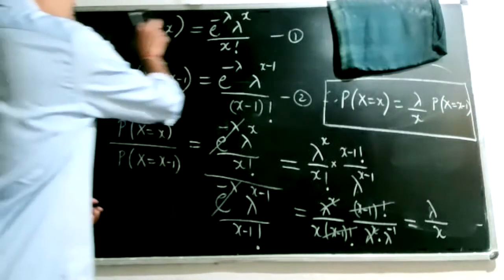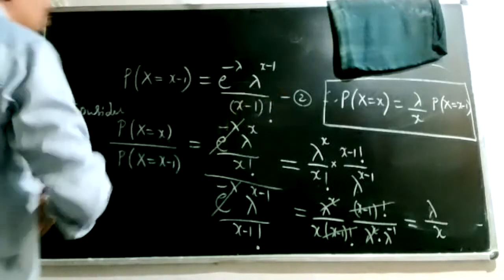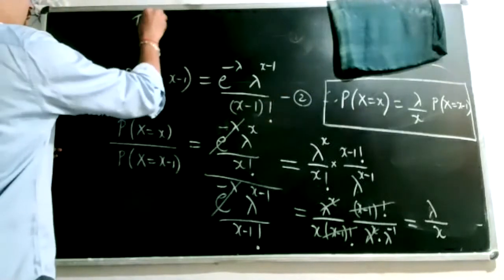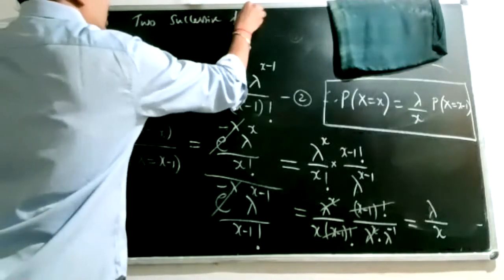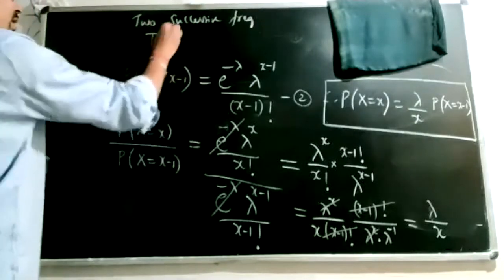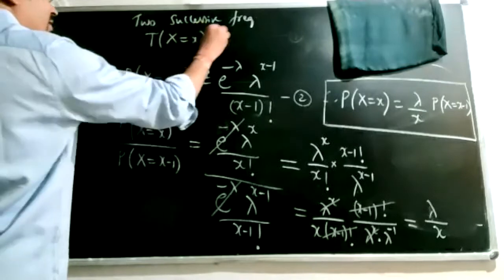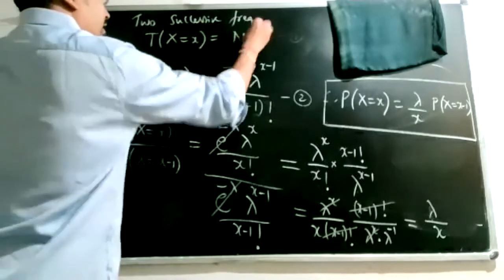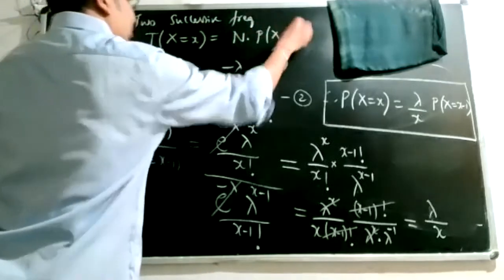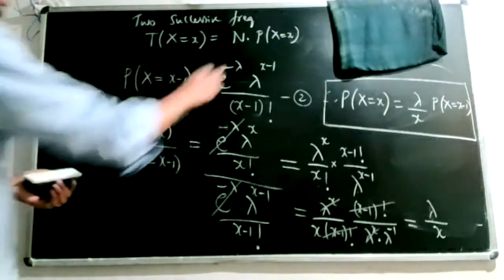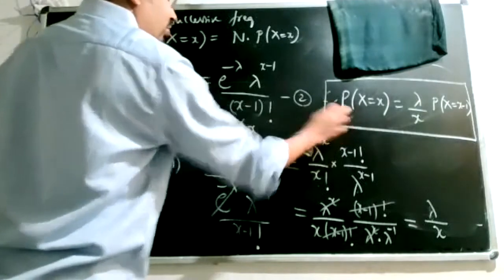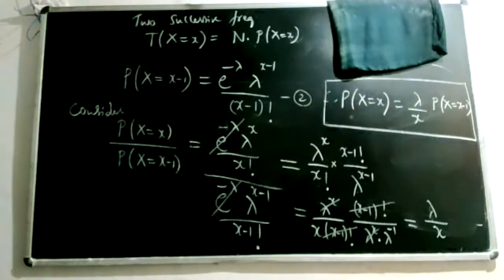And if you want to obtain the relation between two successive frequency terms, then frequency terms are indicated as f of x, and it is defined as N into P of X equal to x, where N is the total frequency. So using this rule only, I can multiply both the sides by capital N.